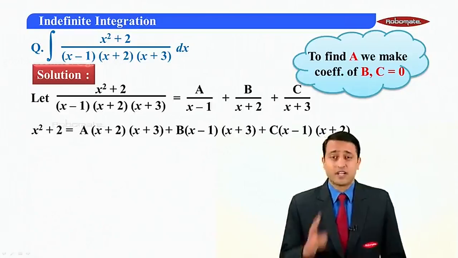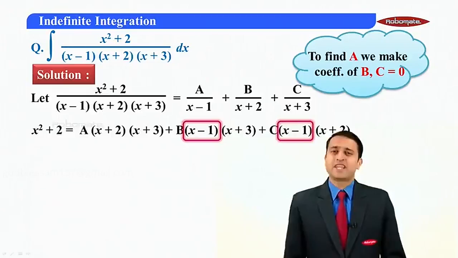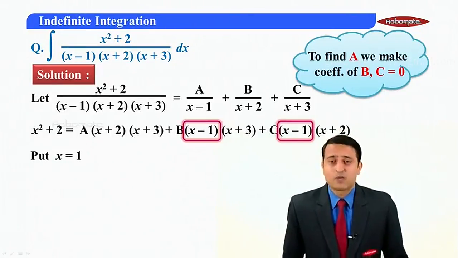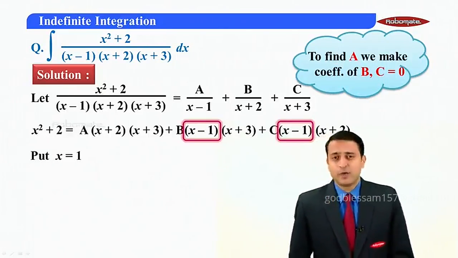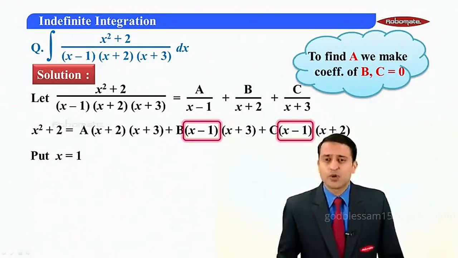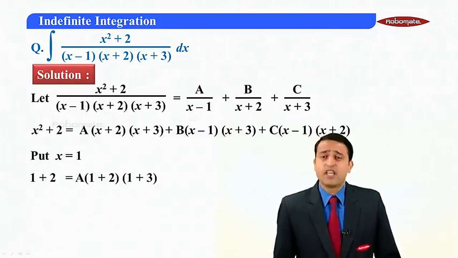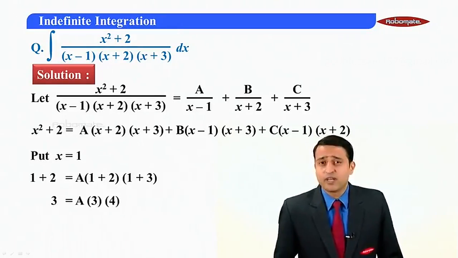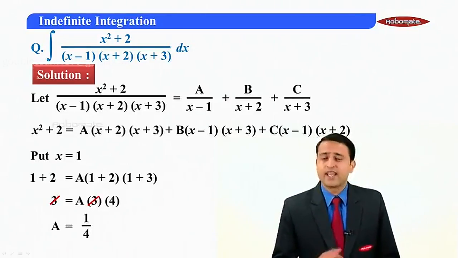Now my dear students, there are 2 ways to go about it. Find the common terms to b and c. If you see, x − 1 is common. So if x − 1 is common, put x is equal to 1, their coefficients will become 0, b and c disappear from the equation. Correct? So what do we get? We get 1 + 2 on the left hand side, and the right hand side will be a into (1 + 2)(1 + 3). So that is 3 is equal to a into 3 into 4. On cancelling the 3, I get a is 1 by 4.